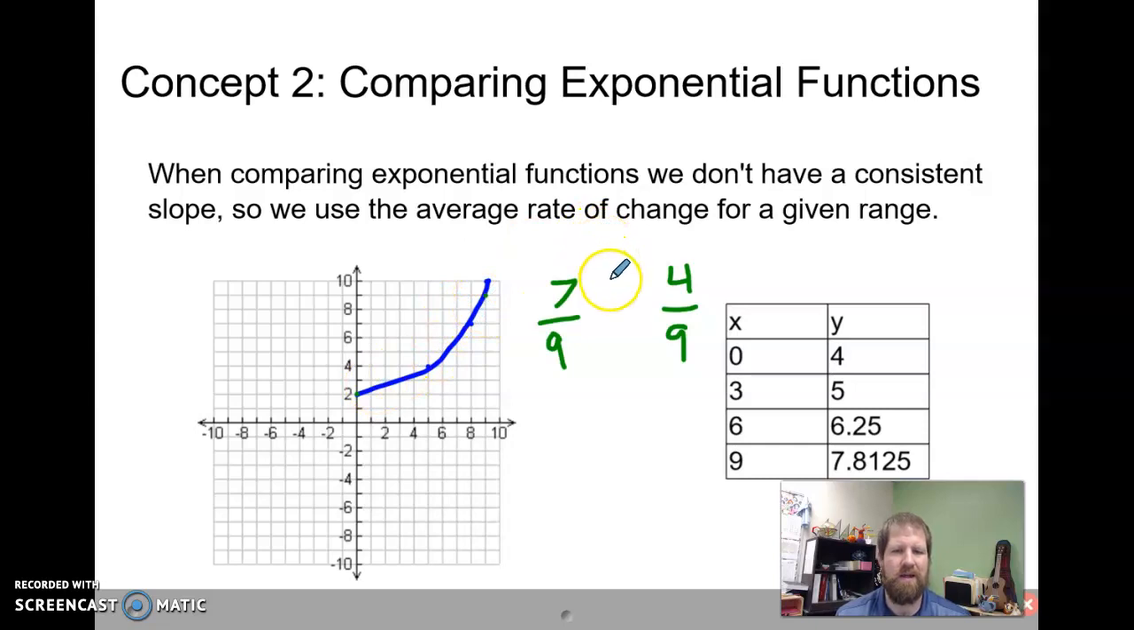That's the main way we look at comparing exponential functions. We can look at a specific value. We can say, well, this one starts at 2, this one starts at 4, but mostly we're looking at the rate of change for a given period.